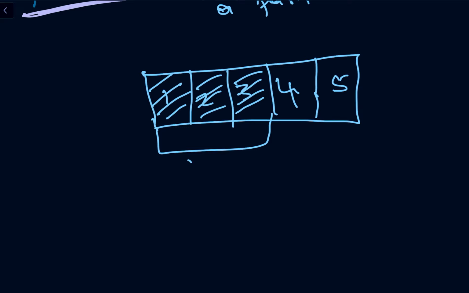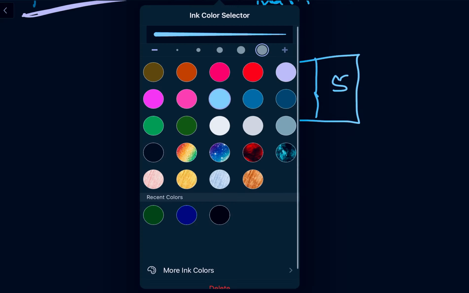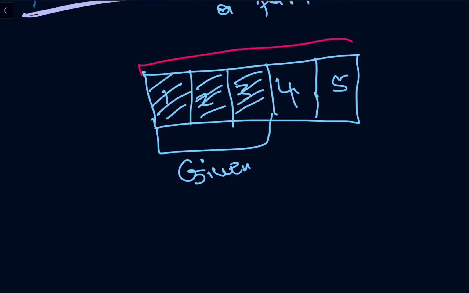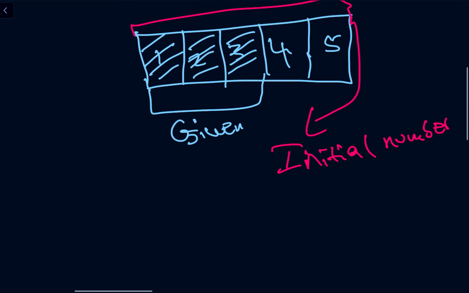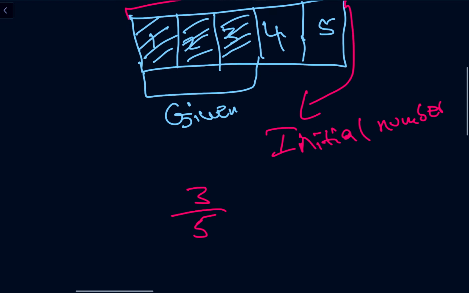So this portion is the given, and the 5 is the initial number of cake that you had before giving it to your friends. So to represent this number as a fraction, you can say 3/5. So with that said, let's talk about the parts of a fraction.